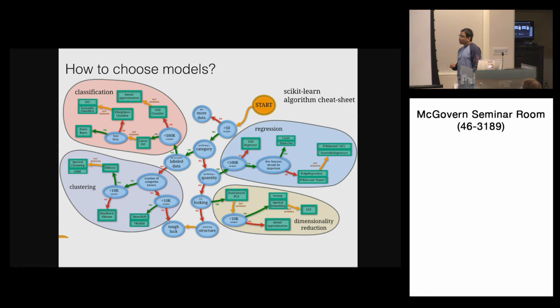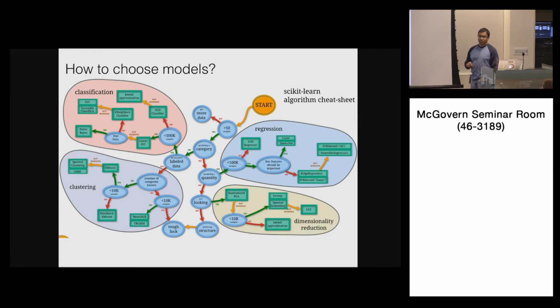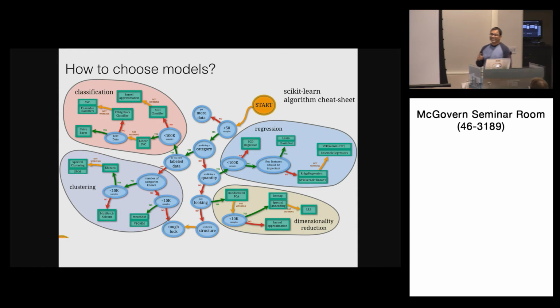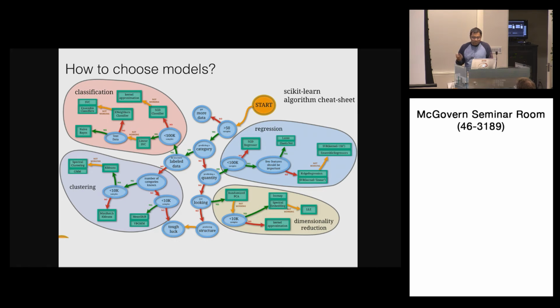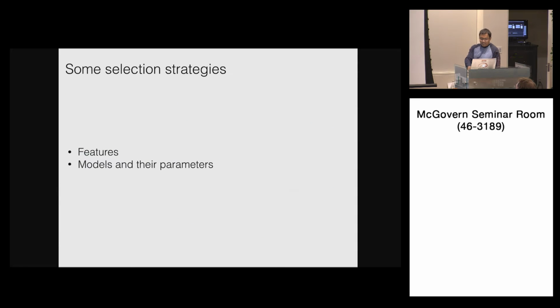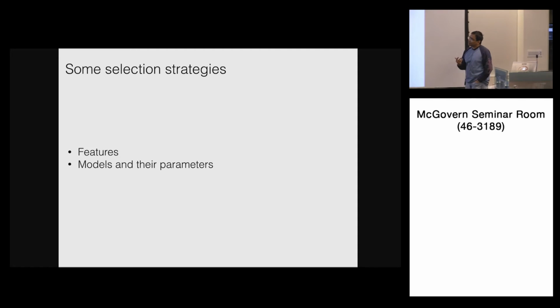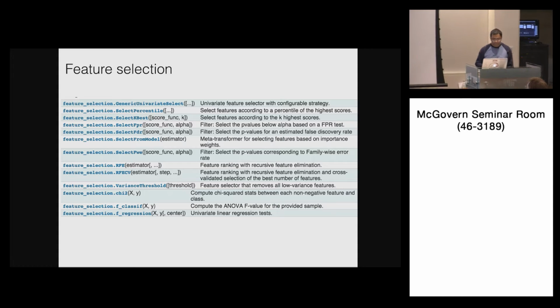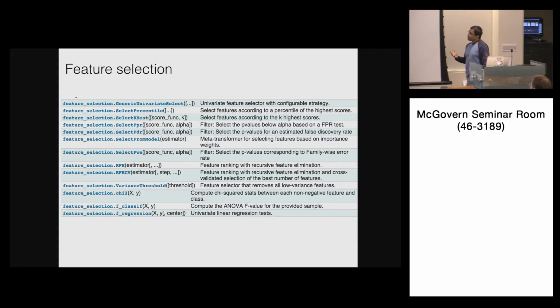Okay, so how do we choose models? There's lots of models out there. I have my favorite model, but I won't tell you that. There are some go-to models I go to for many things, but let's think about more strategic ways of how we choose models. Features and model parameters. Okay. So let's start with feature selection.